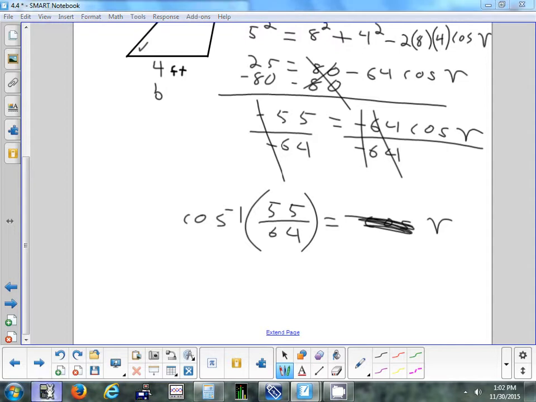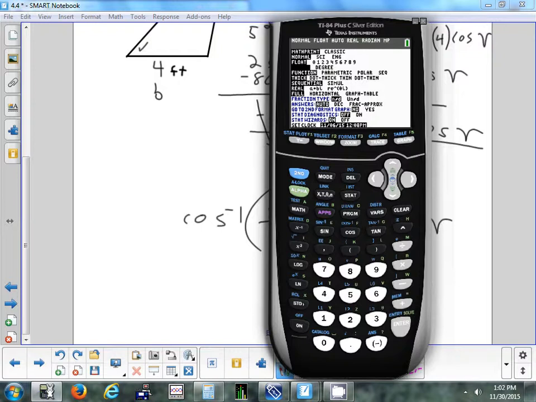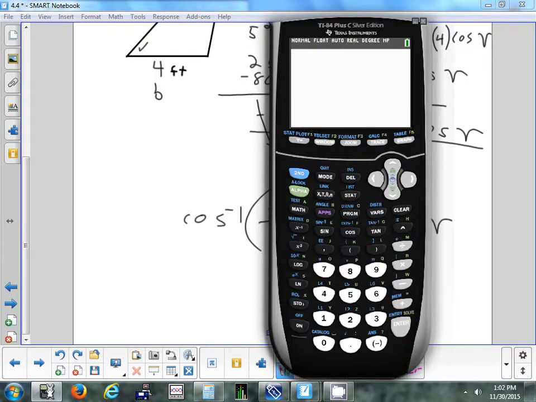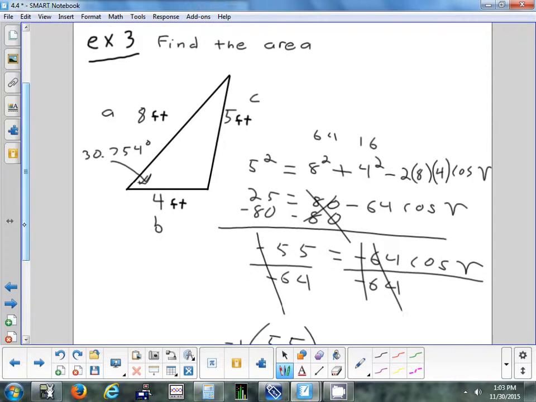All right, so let's do inverse cosine. 55 over 64. Okay, now I can do it in either degrees or radians. For this problem, I prefer degrees. So let's do it that way. And our angle is 30.754. Okay, so this angle is 30.754. Okay, now we've got the 3 things we need to find the area.